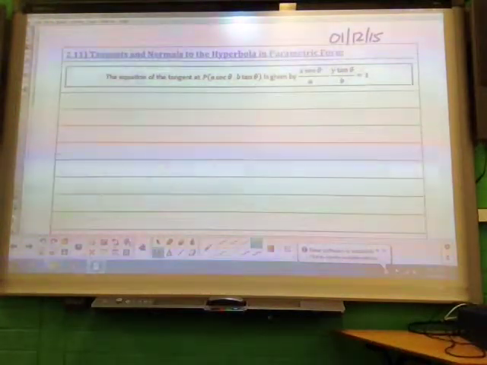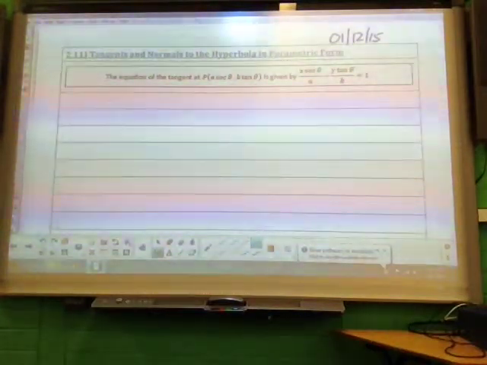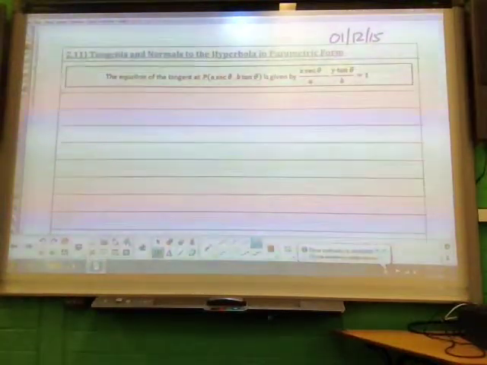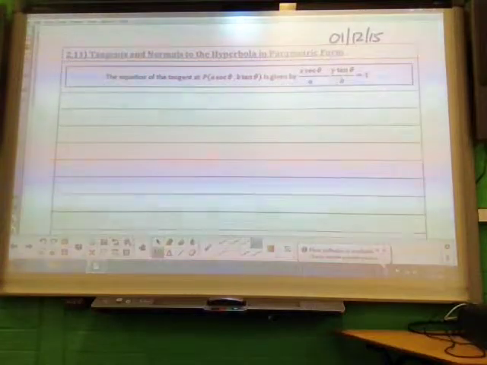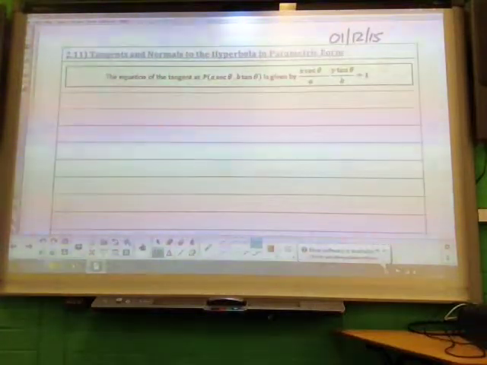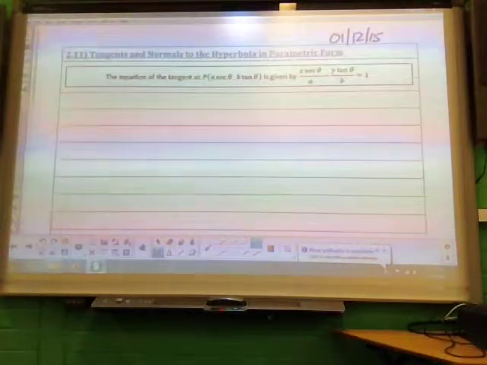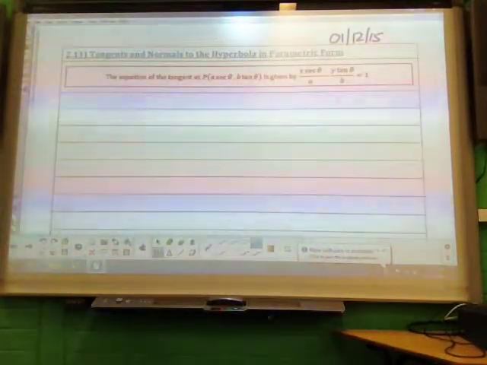Right, so we've looked at tangents and normals to the hyperbola in Cartesian form. So there's a couple of formulas that we have derived. To get the formulas, you can either remember the formulas off by heart, or better yet, learn how to derive them. Okay, so the equation of the tangent.